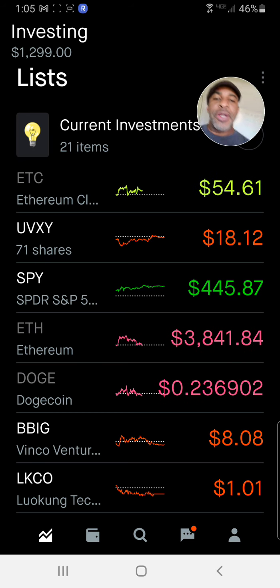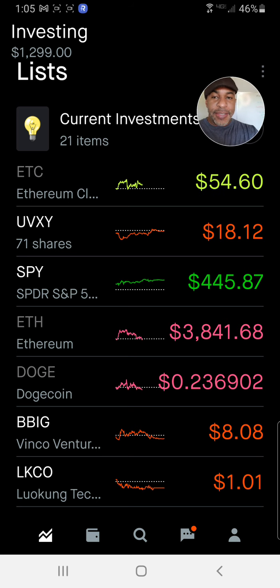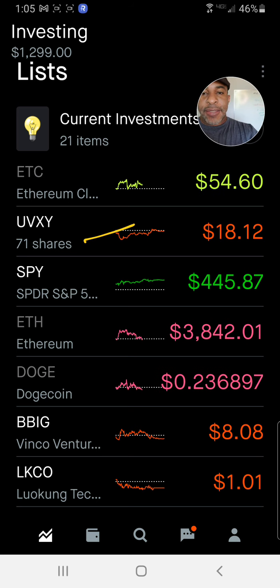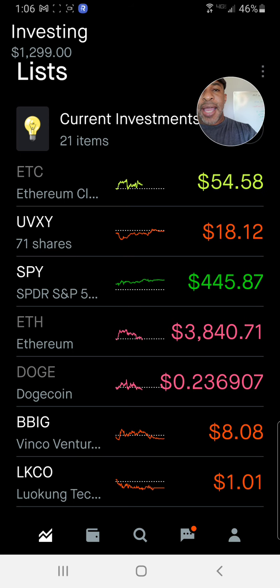So in Robinhood here, today is October 16th. It's Saturday. And what we're looking at when I talk about inverse indexes is, in particular, UVXY and the SPY.